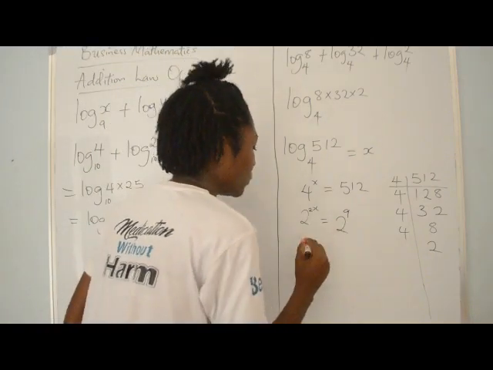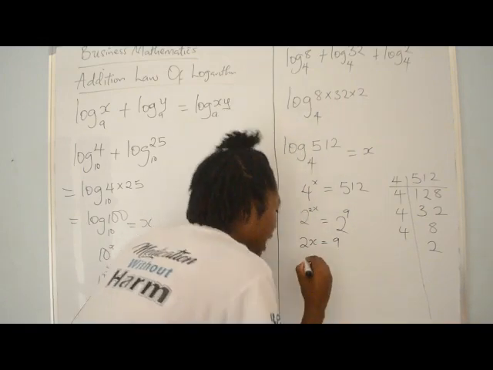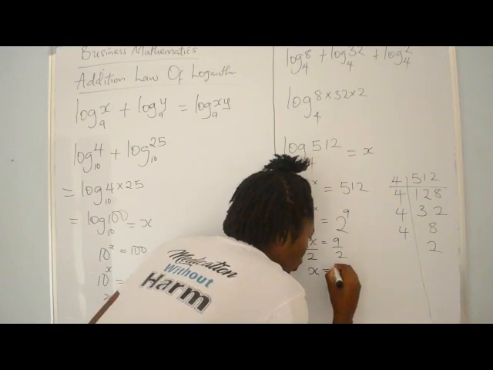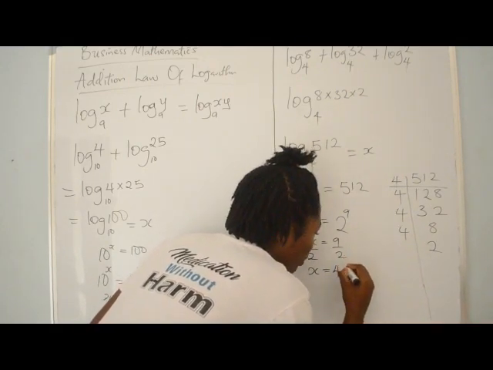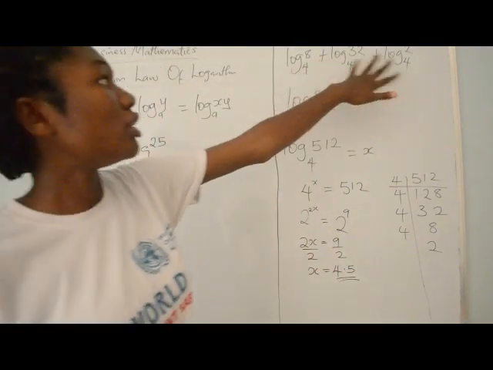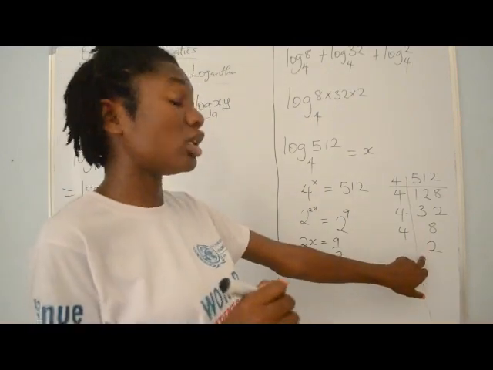Since the bases are the same, we can also say that our 2x is equal to 9. And then by dividing, we'll be having that our x is equal to 4 whole number 1 over 2, or 4.5. Are we there? So the value of this is going to be 4.5. That's why we're seeing the remainder of 2.